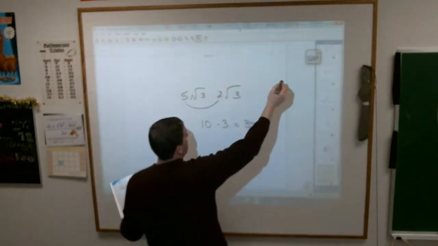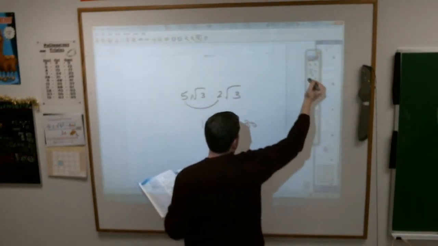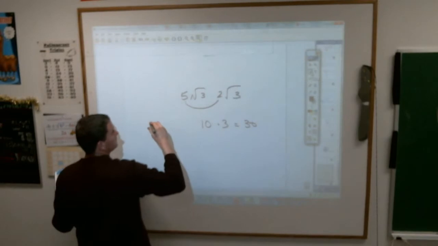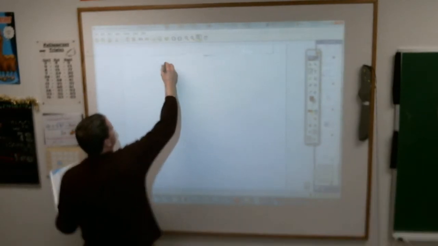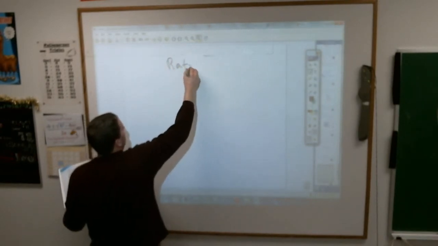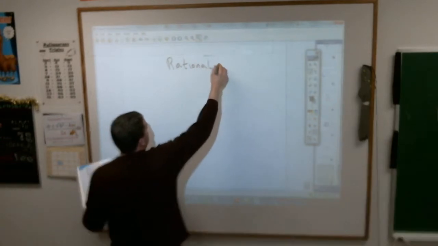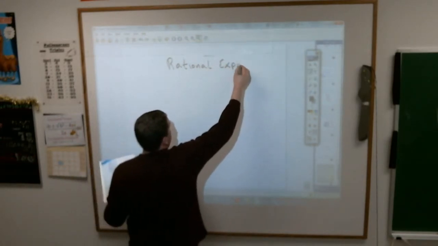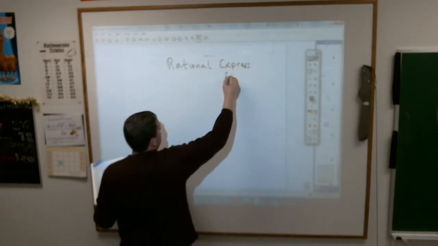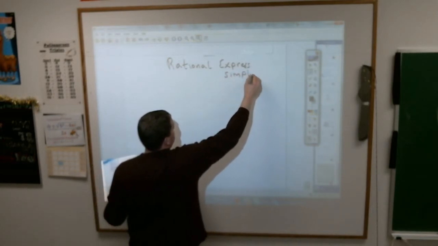Simplify. Rational expressions. Simplify.